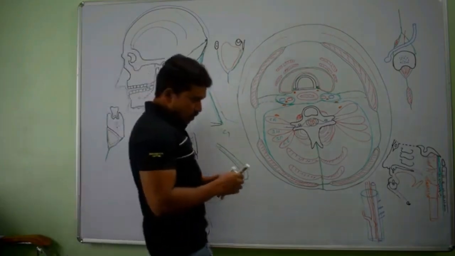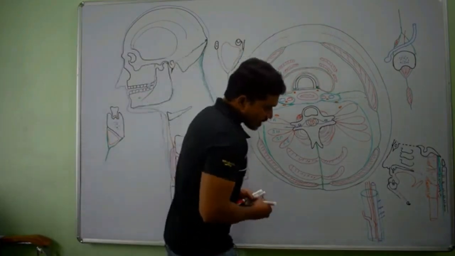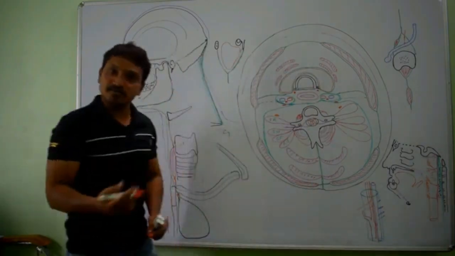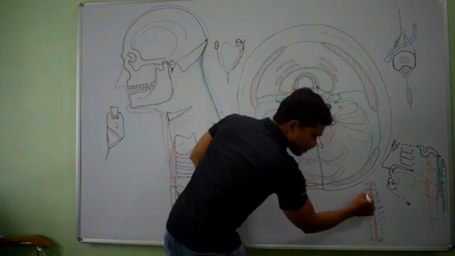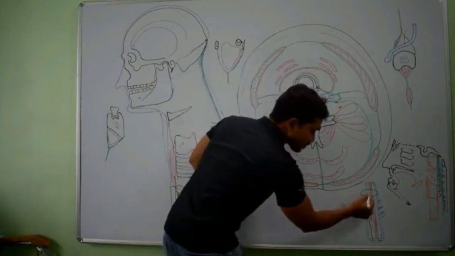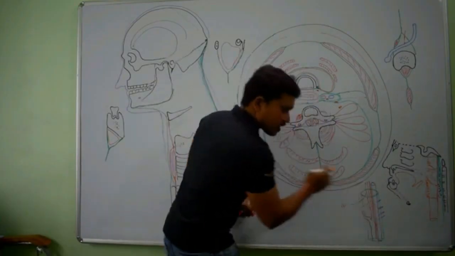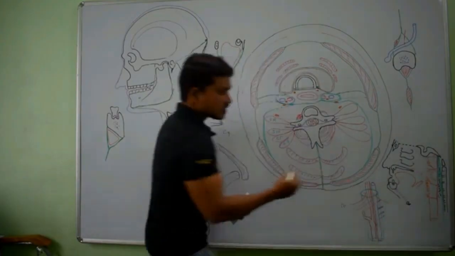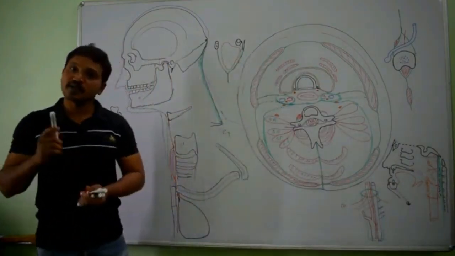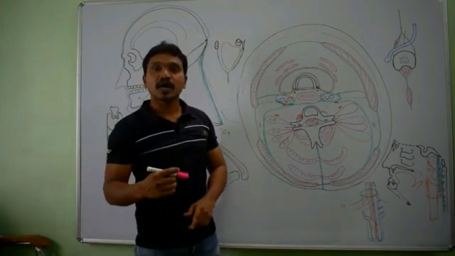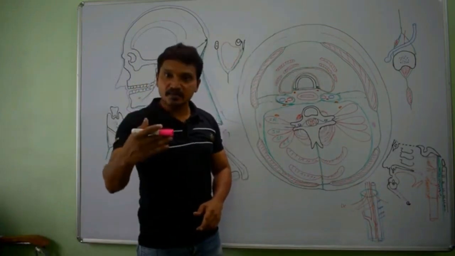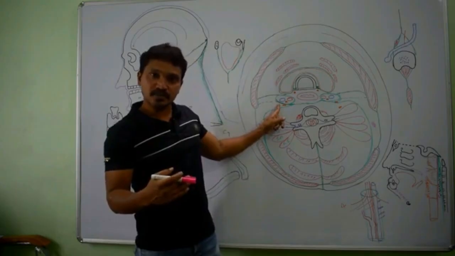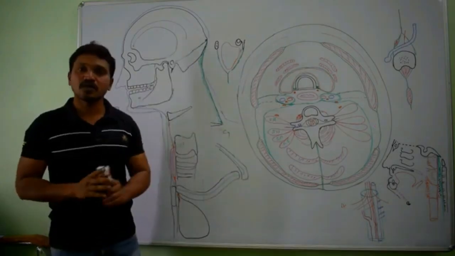Then, branches of, what is this? Vagus nerve. Branches of the vagus nerve, the 9th cranial nerve, glossopharyngeal nerve, then the 10th is already there, the 11th cranial nerve, the 12th cranial nerve. These structures also will pierce the carotid sheath, and it is related anteriorly with the ansa cervicalis, posteriorly with the sympathetic chain, right? So, this is about the carotid sheath.